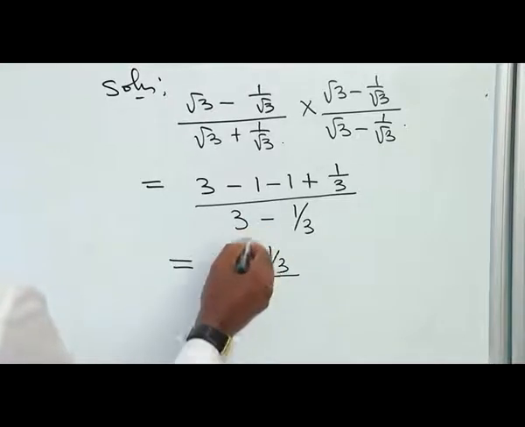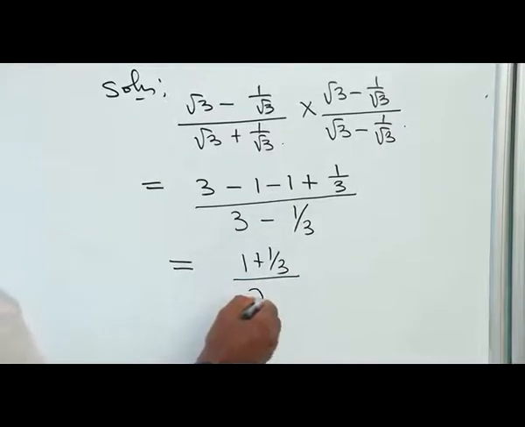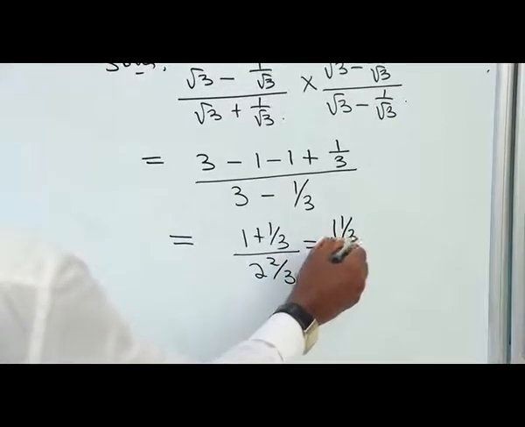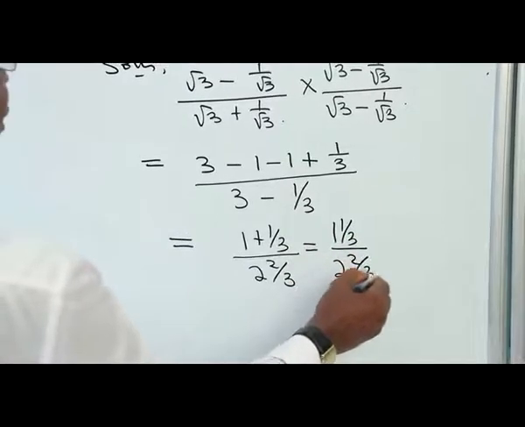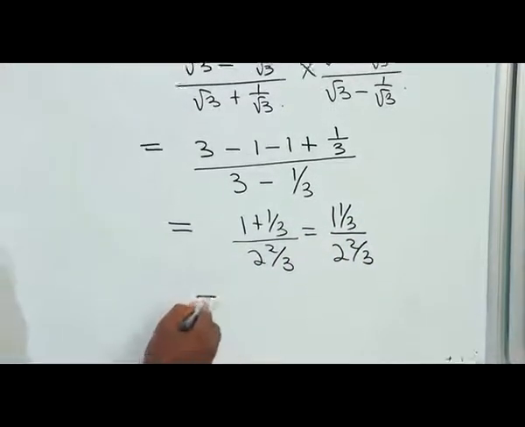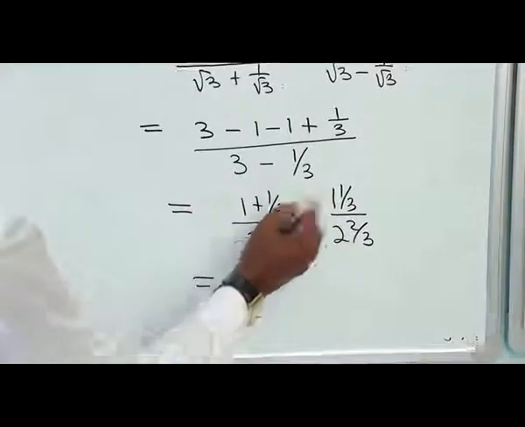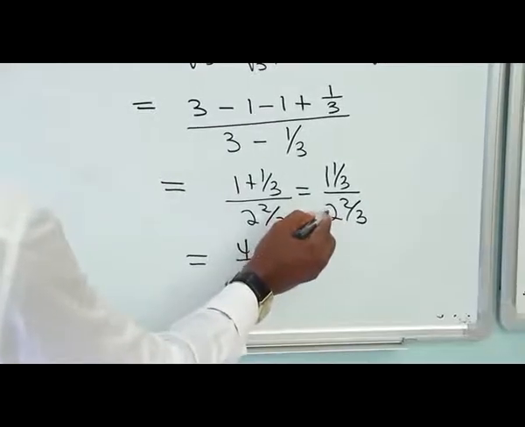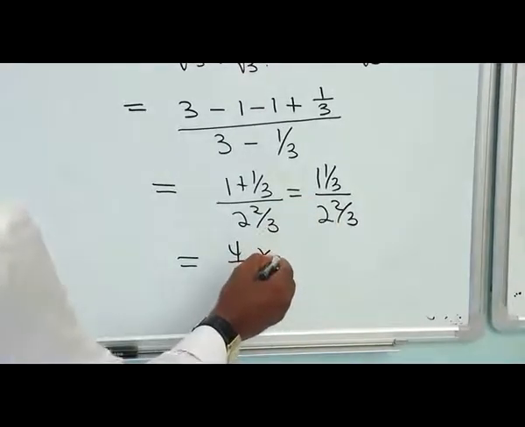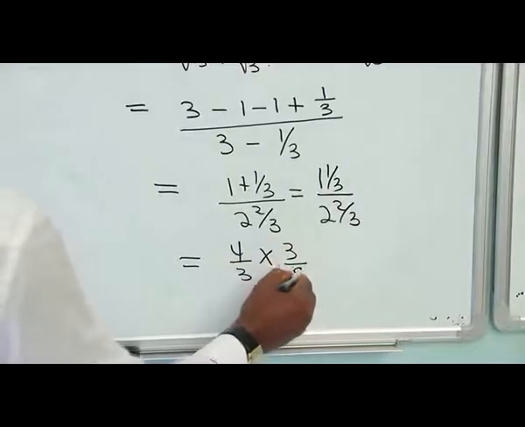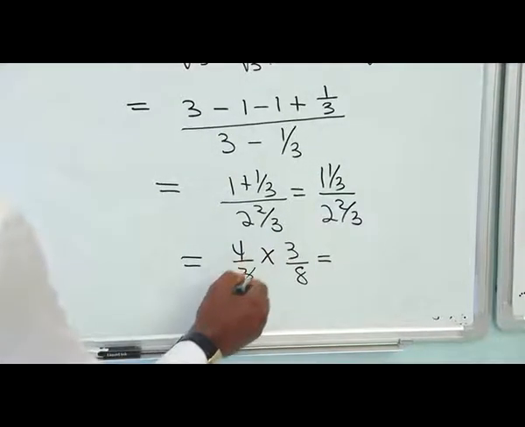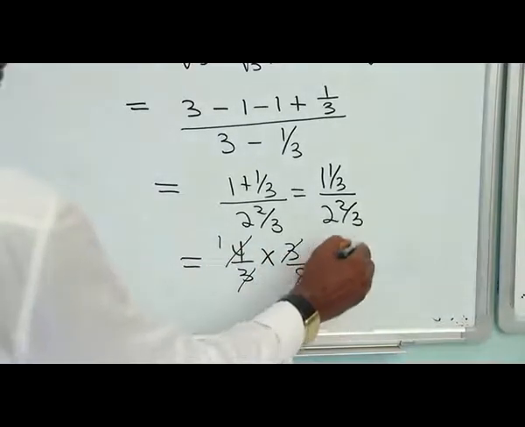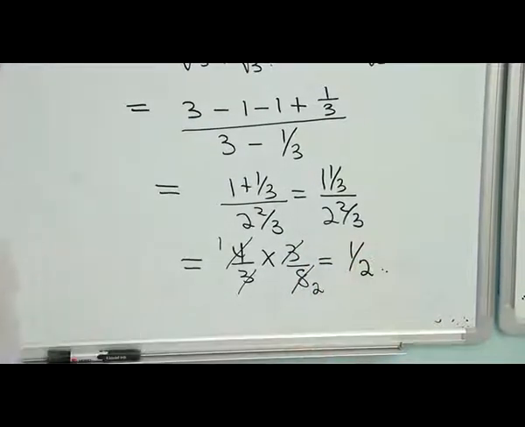And then you have here 3 minus 1 over 3 is 2 over 3. So you actually have here 1 over 3 all over 2 over 3. Of course, this becomes 3 times 1 is 3 plus 1 is 4 all over 3 times 3 times 2 is 6, 6 plus 2 is 8, inverting 3 all over 8. The result is this will cancel this, and this will cancel this 1, this will cancel this 2, so we have 1 over 2 to be the solution to the problem.